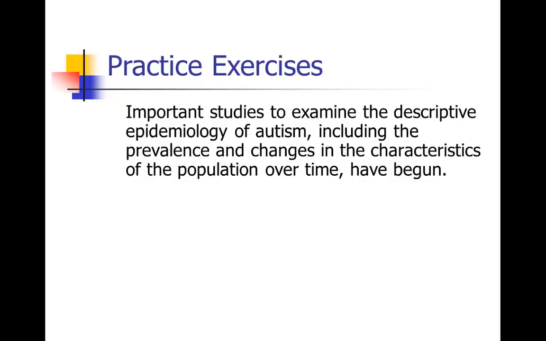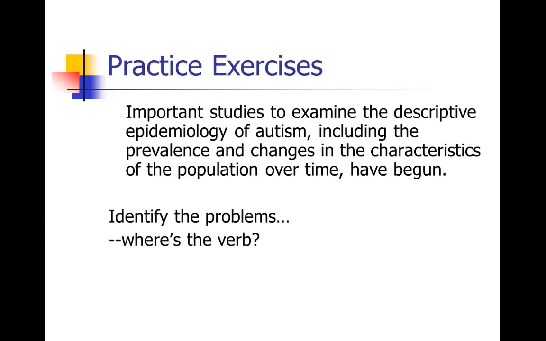All right, another example. So this one reads, important studies to examine the descriptive epidemiology of autism, including the prevalence and changes in the characteristics of the population over time, have begun. Now again, as I'm reading that out loud, you can hear some of the parts of that sentence that are a little bit awkward. So probably, hopefully, the first thing that you noticed, I'm going to just list the problems for this one, is that, again, the problem of where's the verb. So the main verb of that sentence doesn't come until the very end.